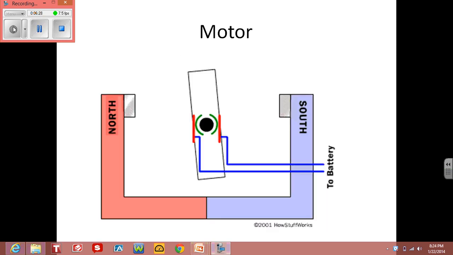This is a picture of a motor spinning. And what you have here is your magnet. This is where your north and south poles are. And the blue part is your current carrying wire. This current carrying wire is formed into a loop. This is the wire as well, and it will force it to spin continuously.